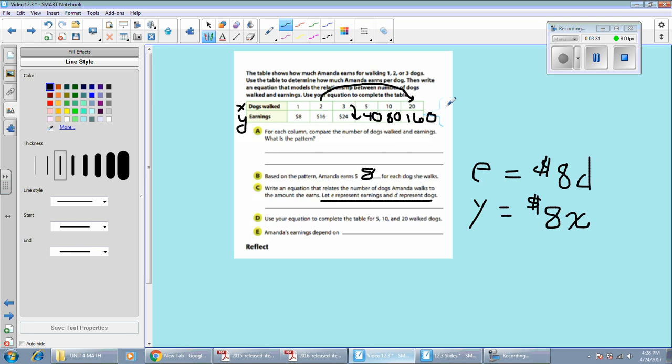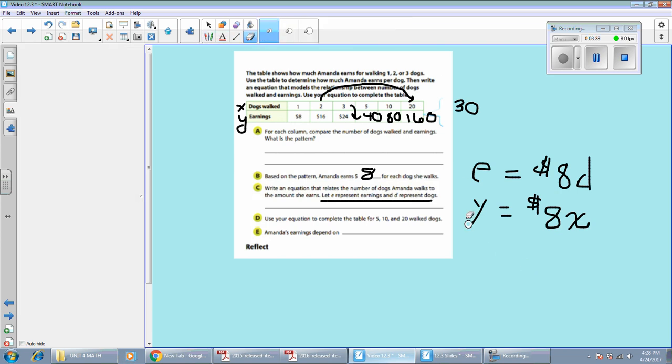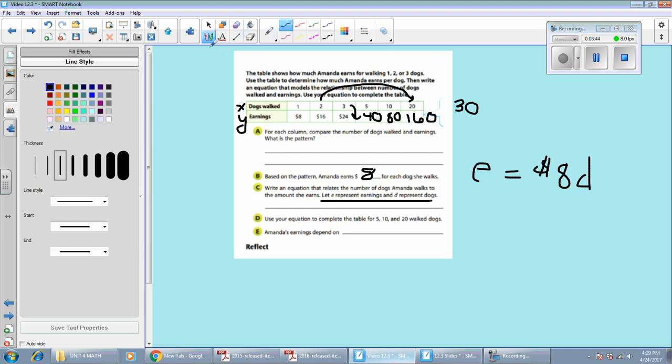Let's do a different number. Let's say I walked 30 dogs. And let's bring it down to my equation right here. I'm going to erase this part of the equation because I want to show you how we plug in. So earnings, we don't know the earnings. Earnings are equal to $8, we bring that down, per dog, but now I'm talking about 30 dogs, so it would be 8 times 30 dogs.